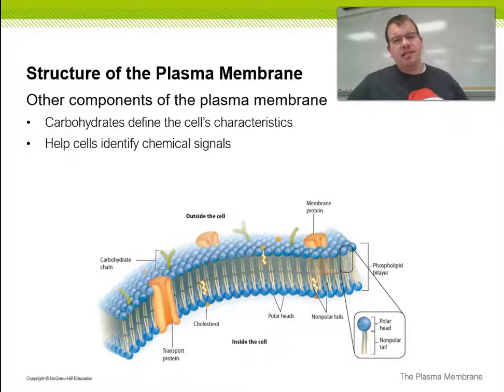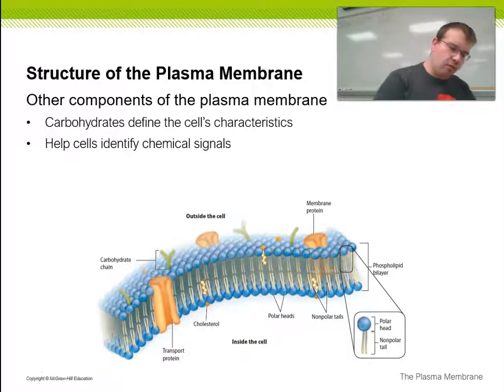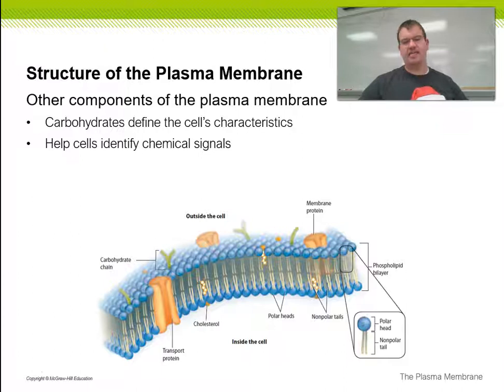So then carbohydrates will define the cell's characteristics and help cells identify chemical signals. Within this, it's really important to us to identify stuff happening within the body. Let's say somebody gets sick right now. There are cells in our body that are literally built with these carbohydrate chains, and as soon as whatever the sickness is connects to it, it goes, hey, we need to attack this.